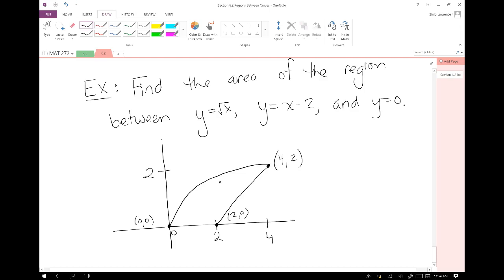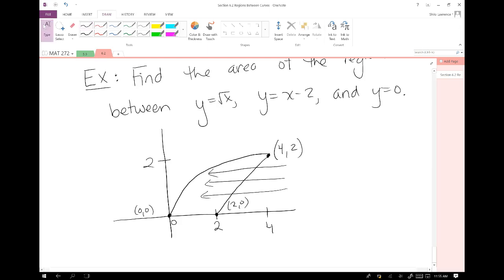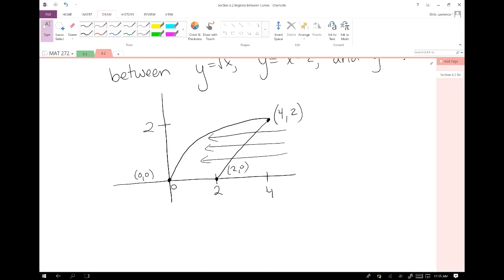So instead of drawing vertical arrows, draw horizontal arrows towards the y-axis. Since now my arrows are pointing towards the y-axis, I'm looking to see if I can integrate this with respect to y instead, if integrating with respect to y would be easier. And what we're looking for is when we draw those arrows, do all of the arrows hit the same function first and point to the same function last?